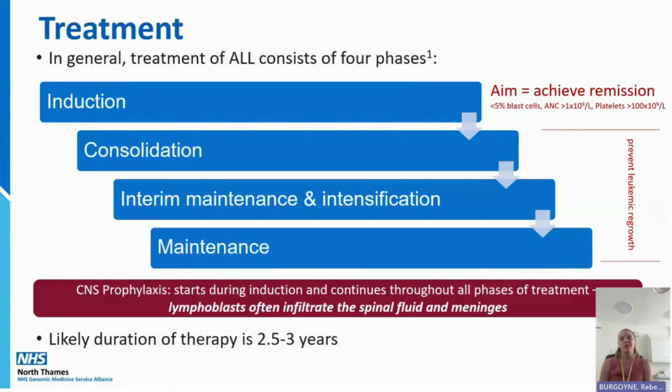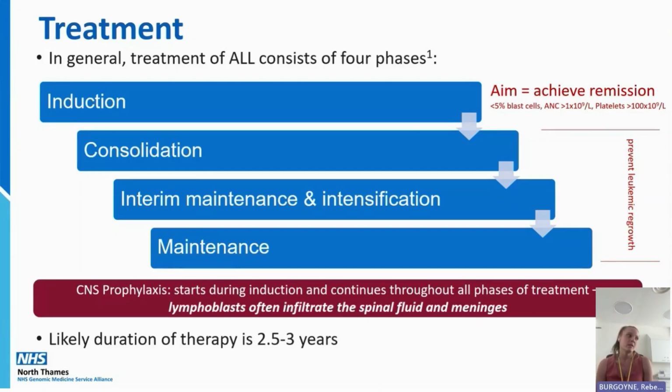So in general, the treatment consists of 4 phases. The first of those is induction, and the aim of this is to achieve remission. The consolidation, the intensification, and the maintenance phases are the other 3 phases, and the aim of these 3 phases is to prevent the regrowth of the leukemia.